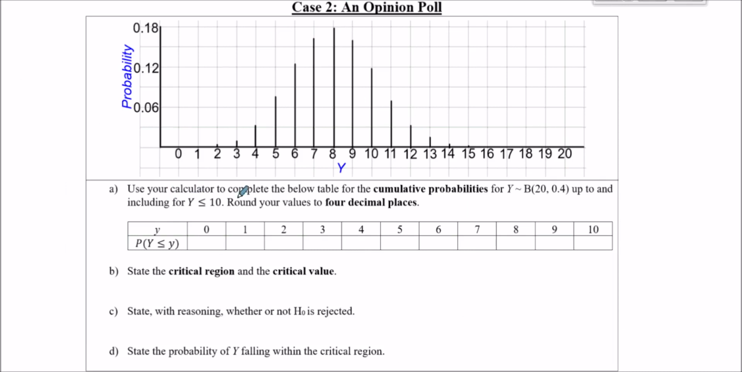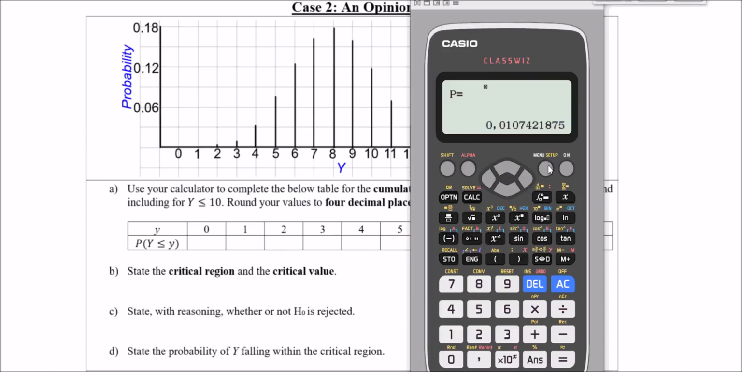First of all, use the calculator to complete the below table for the cumulative probabilities for this distribution, up to and including y less than or equal to 10. Remember, we're looking at this lower tail here. So let's have a look at working out these probabilities on a calculator. What we have to do here is go to the ClassWiz, menu 7, scroll down, press 1, press 2 for variable. Now we want the first one to be 0, n to be 20, and type in the probability as 0.4.